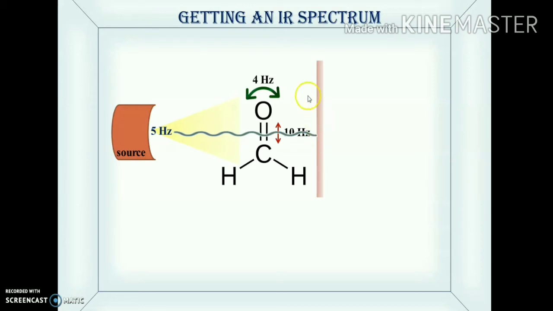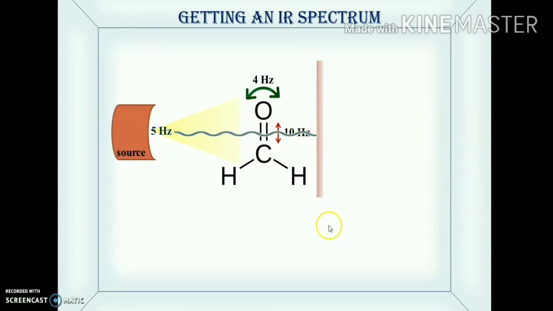What does that convey to us? This simply means that the molecule actually did not bother about this radiation and it let it pass through to reach the detector. In other words, when the IR radiation with frequency 5 Hz reaches the carbonyl group of formaldehyde, which actually has a stretching vibration of 10 Hz, it is not absorbed by this functional group and it goes unabsorbed, and that means totally transmitted to reach the detector.